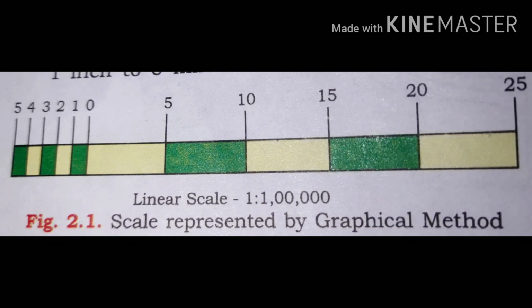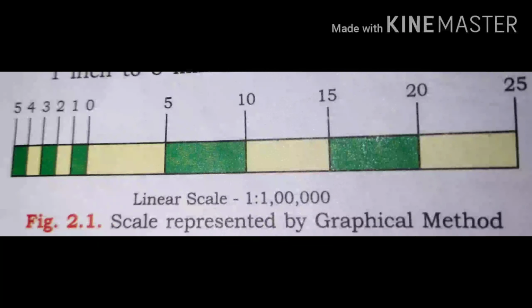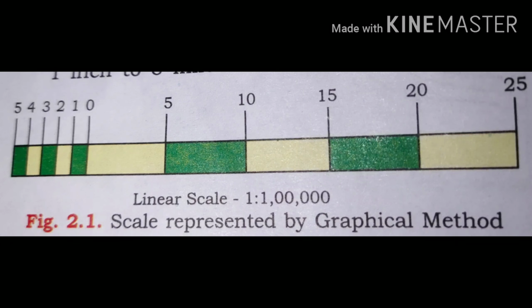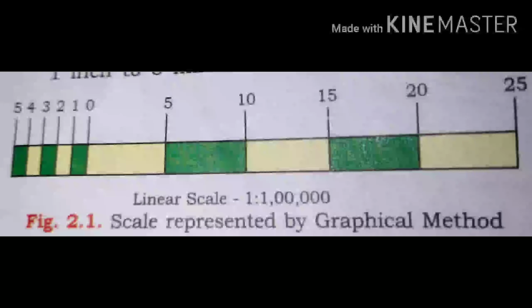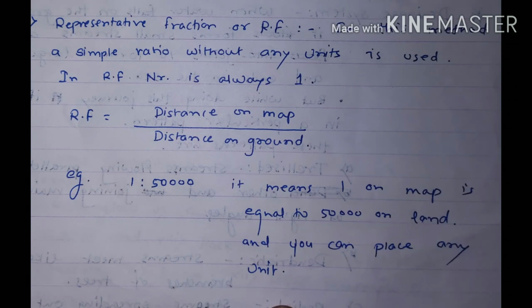We can compare the distances on the map with this linear scale or graphical scale and find out the actual distance. The next method of representing scale is representative fraction or RF. In this method, a simple ratio without any units is used. The formula for RF is distance on the map divided by distance on the ground. The simplest ratio of distance on the map and distance on the ground is represented.